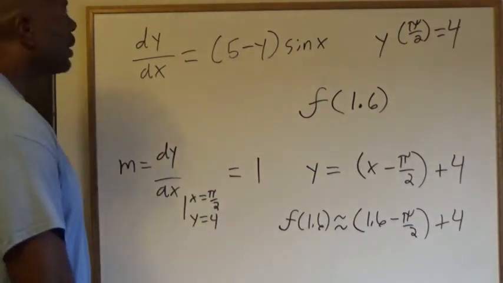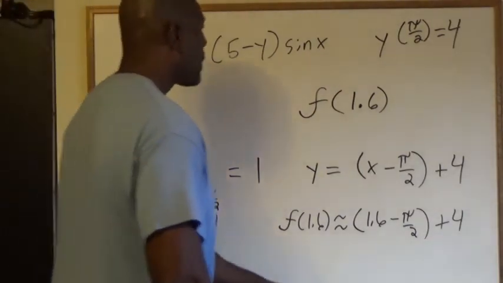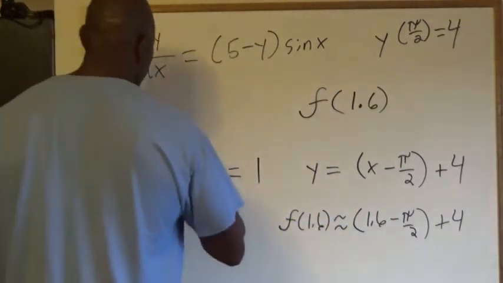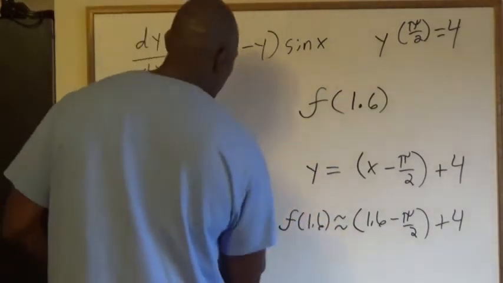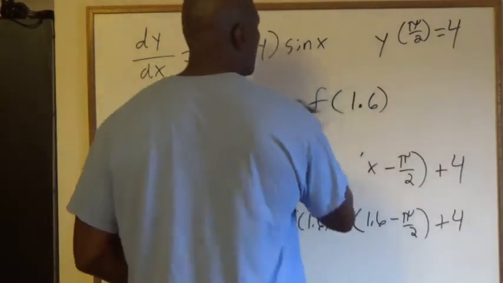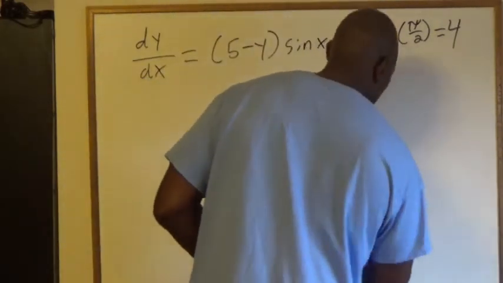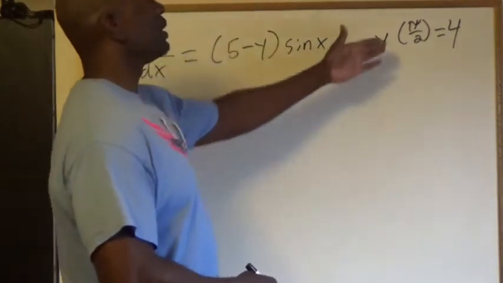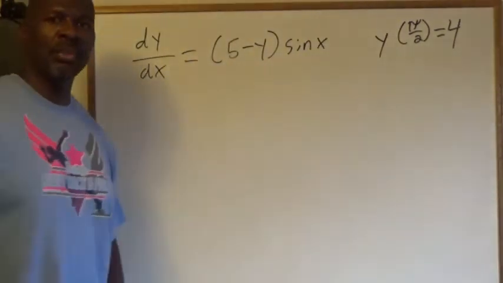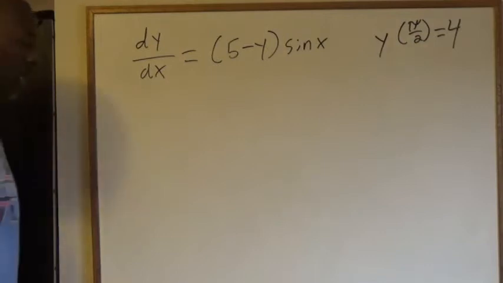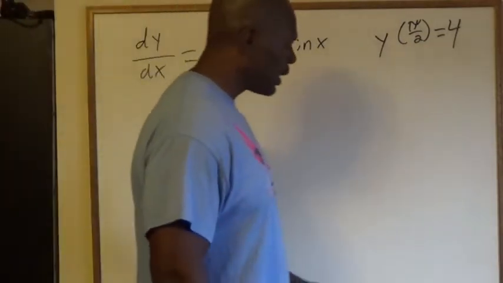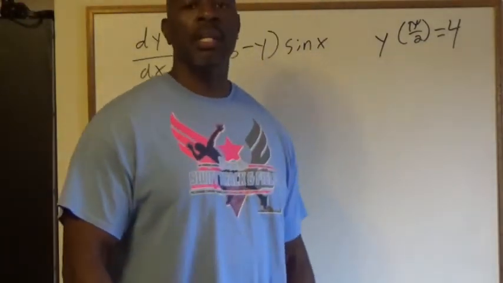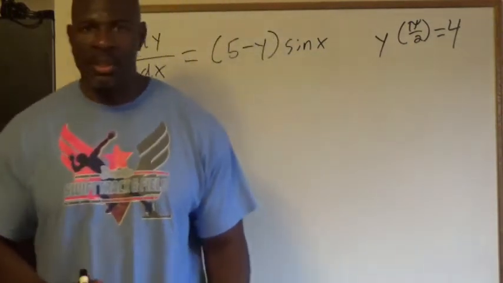Very simple. Now to the big money item, which is finding the particular solution to this differential equation. So it will say something like, find y equals f of x, which is the particular solution to the differential equation with the given initial condition, y of pi over 2 equals 4. Okay, and the same rules apply. So we're going to separate, and then we're going to integrate, and we must show the separation.